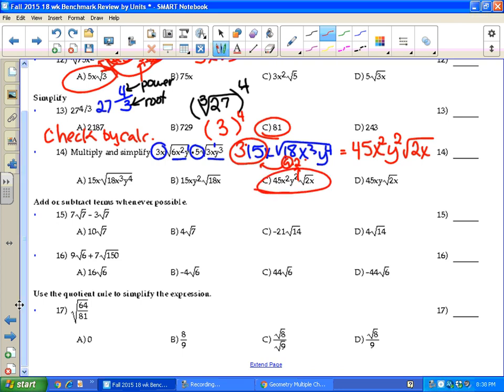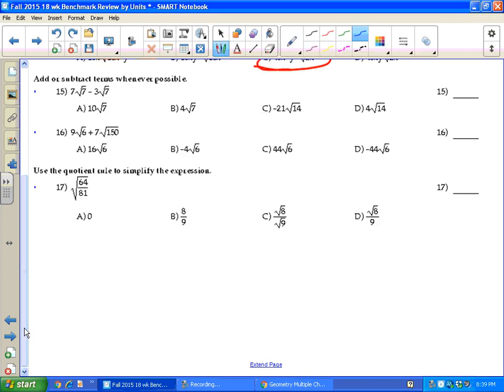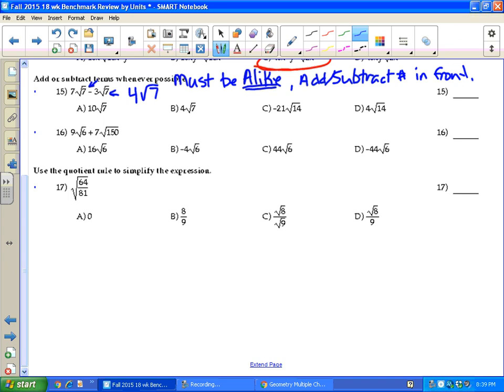When you add or subtract, you can only add or subtract if they are alike. So square root of 7 is alike square root of 7, so I can only add or subtract the numbers in front. When you add or subtract the numbers in front, you get 4 with the square root of 7.